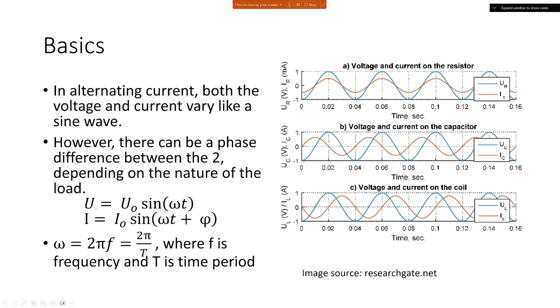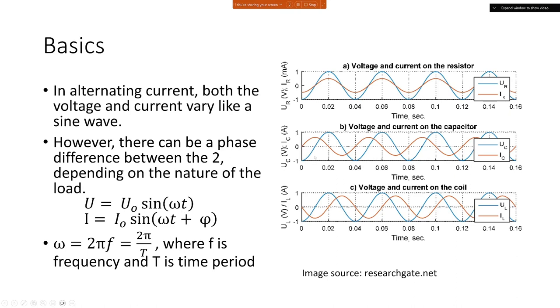The equation for the voltage is U naught sine omega t. U naught is the amplitude. Amplitude here is, let's say, 1, but in real life it's going to be something different. I will show you in the next slide. So let's say the amplitude is 100. Then it's going to go to plus 100, then minus 100, plus 100, minus 100.